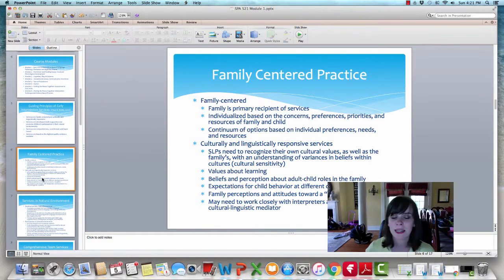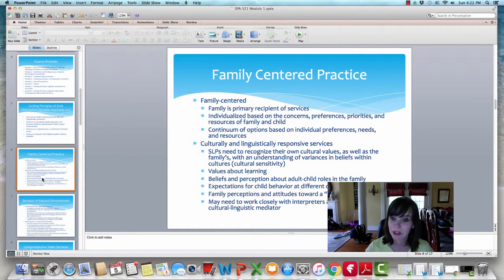All right, so this indicates there could be variances in their culture and their values about learning. Some families might place a higher value on learning than others, depending on their cultural backgrounds. This responsiveness can be in regard to their beliefs and perceptions about adult-child roles in the family. Sometimes children are perceived to be seen and not heard, so that can be a barrier in developing their language if these are children who need to have interactions with the adults. And so sometimes it's the training with the families about what is necessary to grow their children.